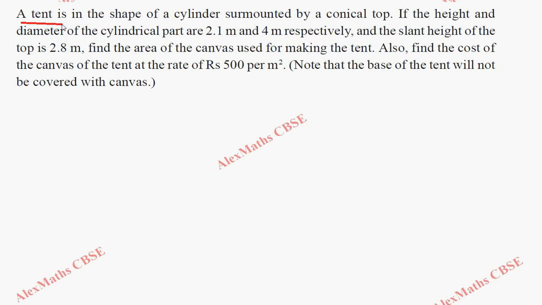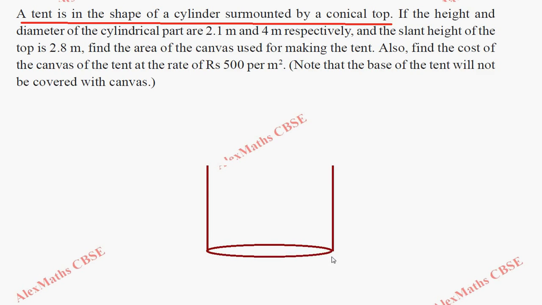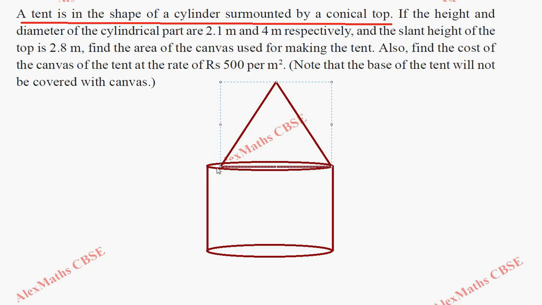In this problem, we are given that a tent is in the shape of a cylinder surmounted by a conical top. Let's take a small diagram. We have a cylinder like this and it is surmounted by the conical top. So we have to take a cone above this. It's like this.